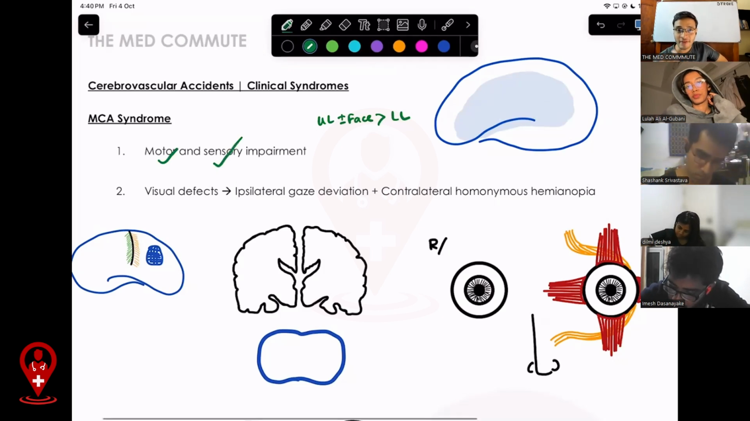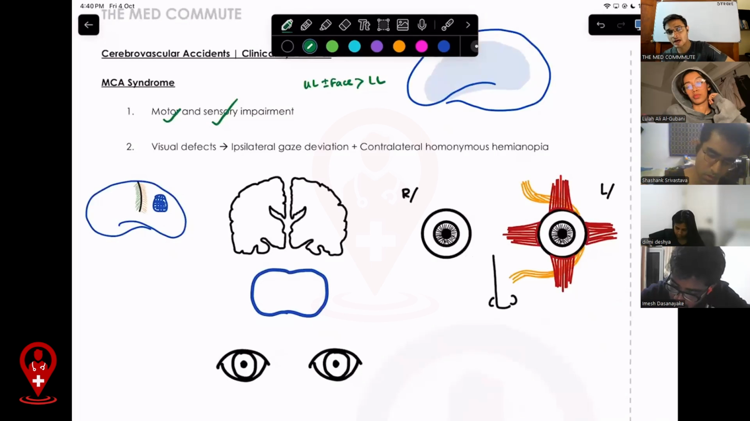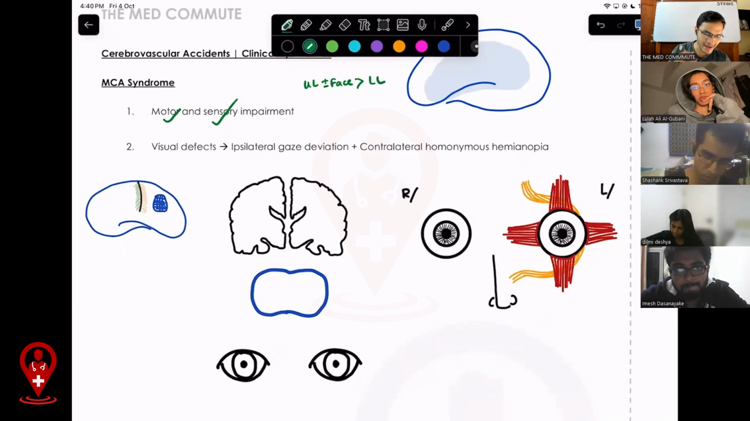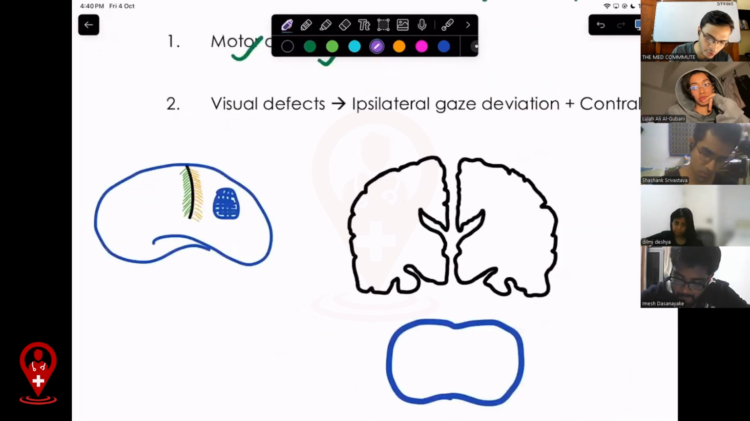Today, we will go to the other symptoms. The second one, we are going to start off with visual defects. Now, with the middle cerebral artery, guys, there is an additional area. I have drawn this in blue for you all.